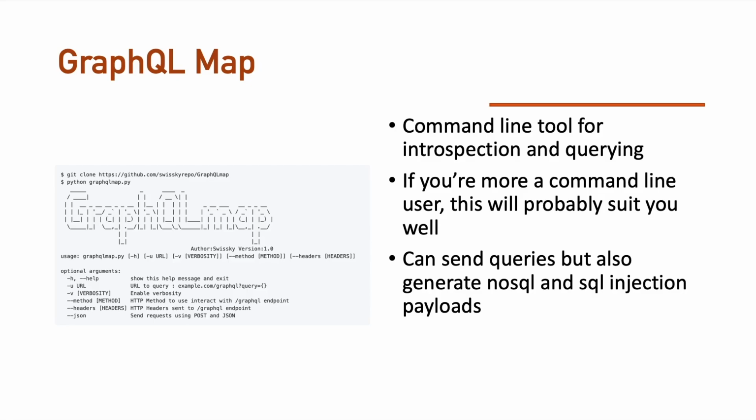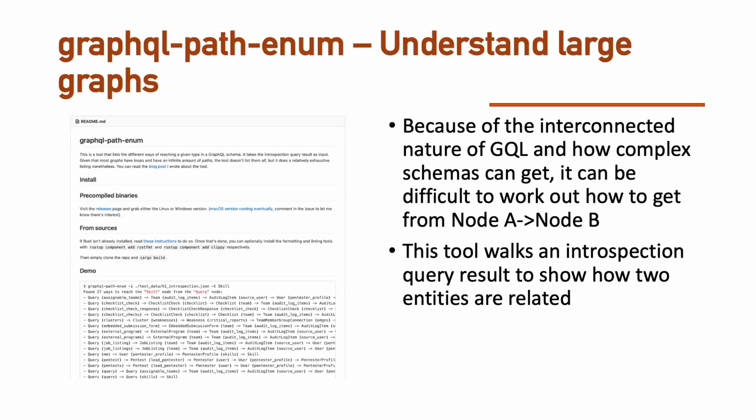GraphQL Map. Again, this is the same kind of idea as InQL, but this one is a command line tool. So it's for introspection and querying. If you're more of a command line user, you already have quite a lot of your tools for the command line, you might find that this suits you a bit better, especially if you're already automating things. You can send queries and mutations, but not just that, you can also generate NoSQL and SQL injection payloads quite easily for GraphQL. So if you do want to do an injection test, again, a common API bug, it's worth checking it out. And then GraphQL Path enum.